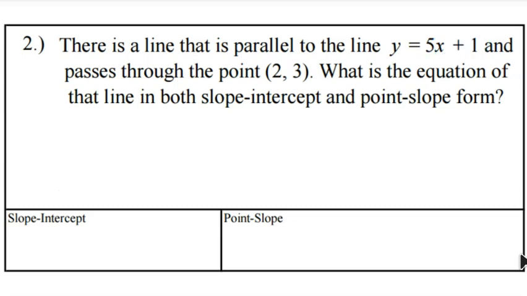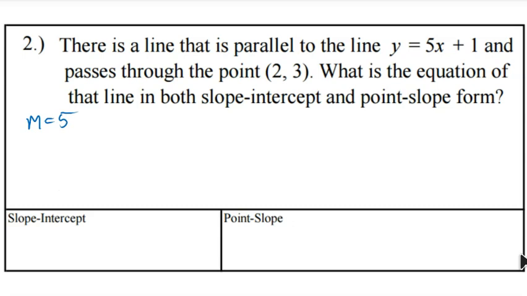And so this line that's parallel also has a slope of 5. So automatically, if it's parallel, we know that the slope is 5 and that it passes through the point (2, 3). So what is the equation of the line? Well, we can go ahead and do point-slope form because we have a point and we have a slope.